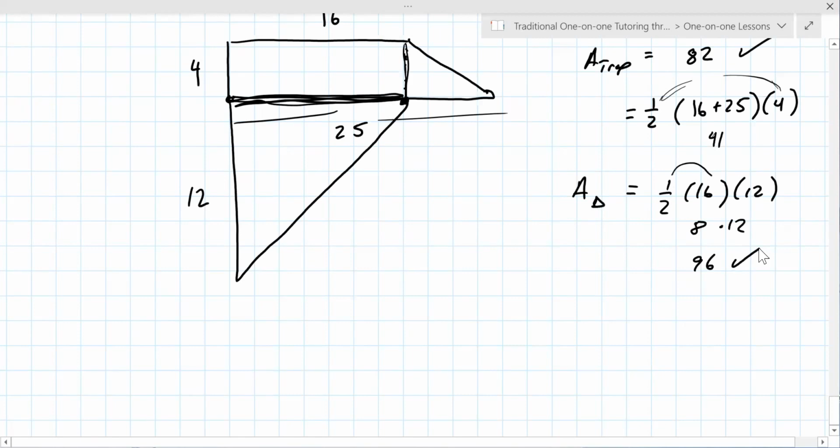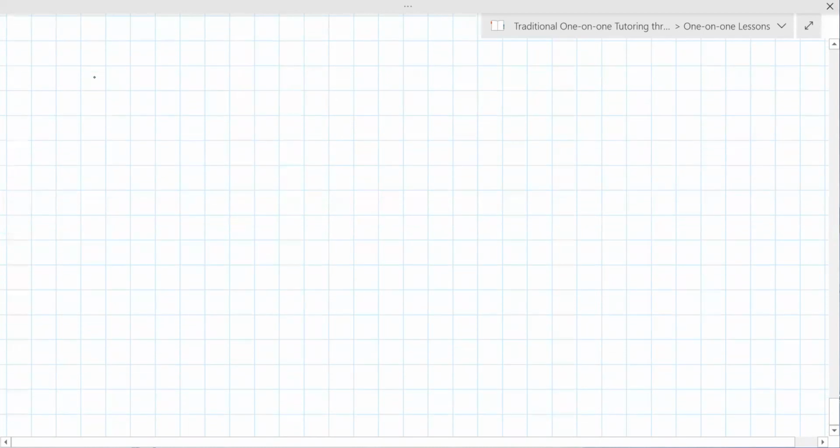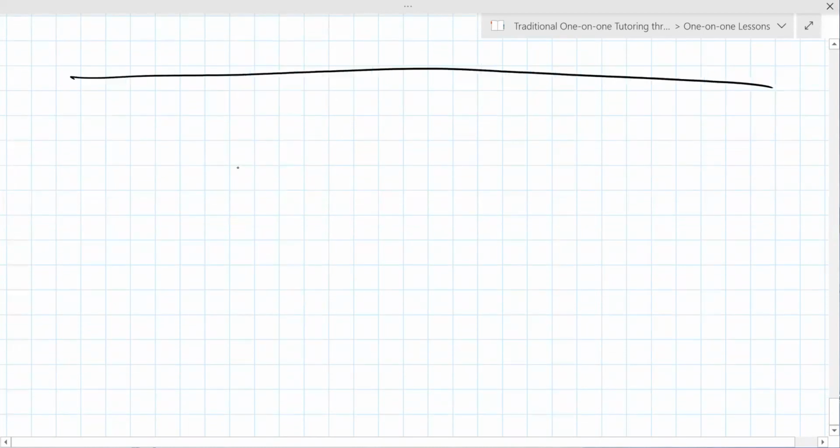Both combined, 6 plus 2, 8. So 178 is the, wait. Oh, sorry. No, I got the wrong number, 82. It's okay. It's 178. It is 82. Yeah, 178. Okay, good. Now here's the only other type of composite that you might see.